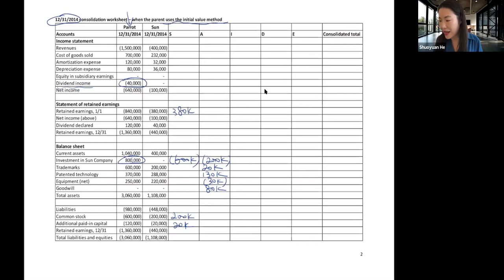So A is the same as before. And for consolidation entry I, this is different. We use it to eliminate the dividend income recognized by the parent. In order to eliminate it, we debit 40,000 and we credit dividend declared by 40,000. So this journal entry, how do we get this journal entry?